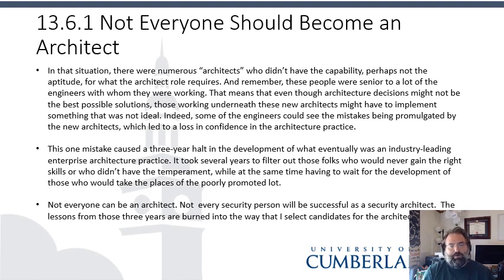In that situation, there were numerous architects who didn't have the capability, perhaps not the aptitude, which the architect role requires. And remember, these people were senior to a lot of the engineers with whom they were working. That means that even though architecture decisions might not be the best possible solution, those working underneath these new architects might have to implement something that was not ideal. Indeed, some of the engineers could see the mistakes being made by the new architects, which led to a loss of confidence in the architectural process.